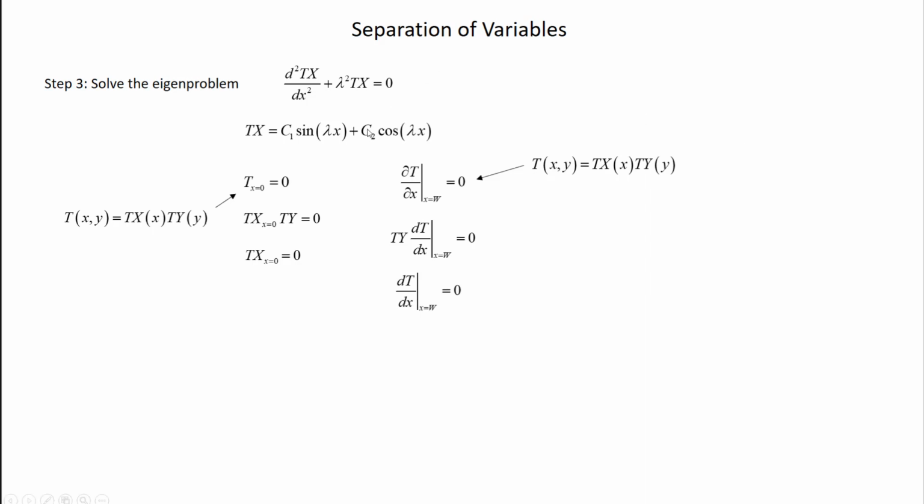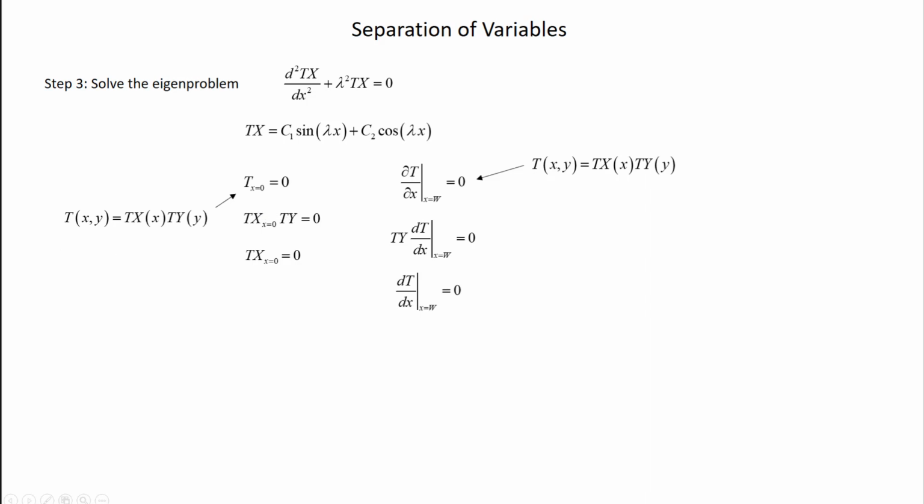Well, I get them from the original problem. And not only that, if I'm talking about this x direction solution, I'm going to get them from my homogeneous boundary conditions in the x direction. So at x equals 0 and at x equals w. So the homogeneous boundary condition at x equals 0 is that the temperature has to equal 0. So if I plug in this idea that temperature is Tx times Ty, that's going to tell me that Tx at x equals 0 times Ty is equal to 0.